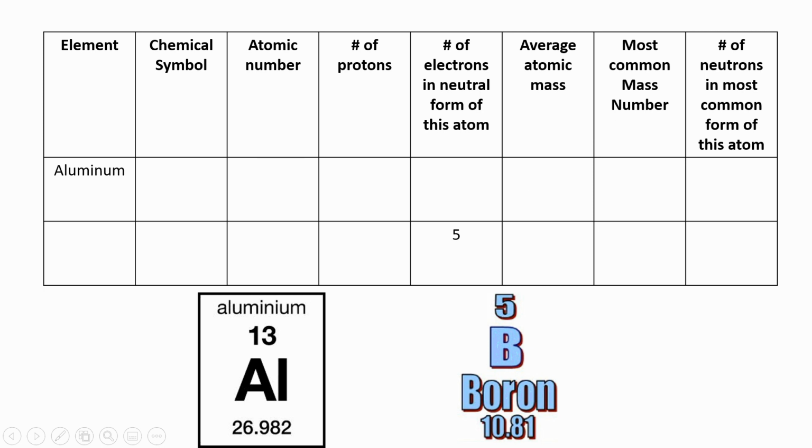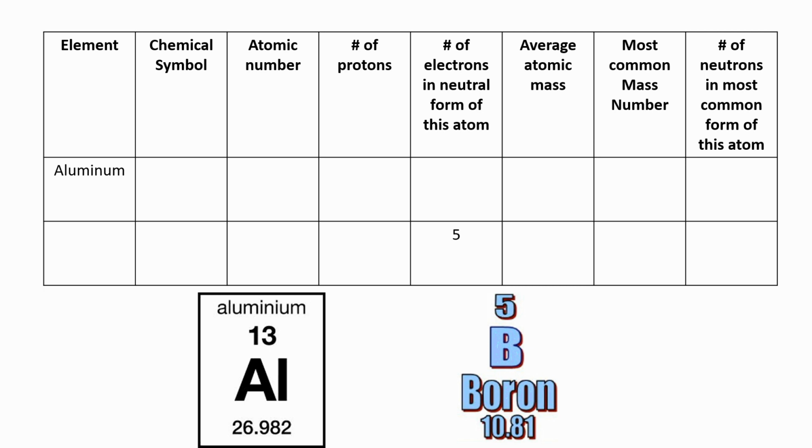Its average atomic mass is the number at the bottom, 26.982. The most popular mass number would be 27. And so the neutrons, we have to do some math. We have to do 27, which is protons plus neutrons, and subtract the number of protons, which is 13. So 27 minus 13 is 14.